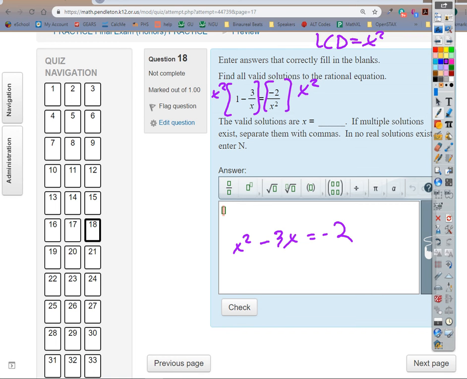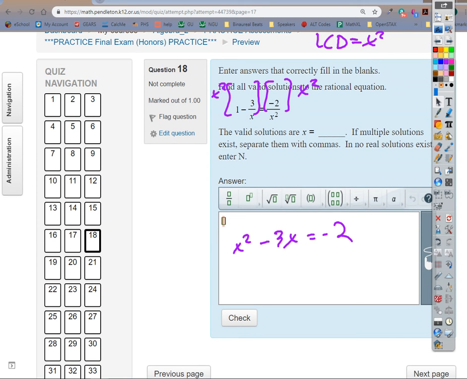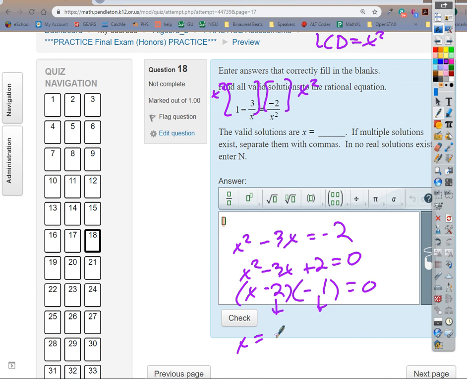So now I can just solve this equation by adding 2 back to this side. Okay, now what? Magic numbers. What are my magic numbers? -2, -1. So if I solve this thing, what are my solutions? X equals 2, x equals 1. Am I done? I gotta check, don't I?